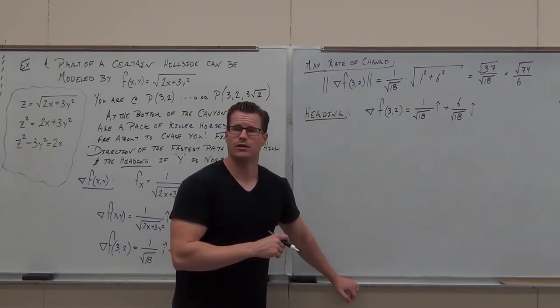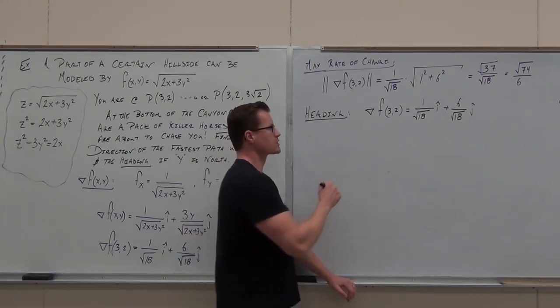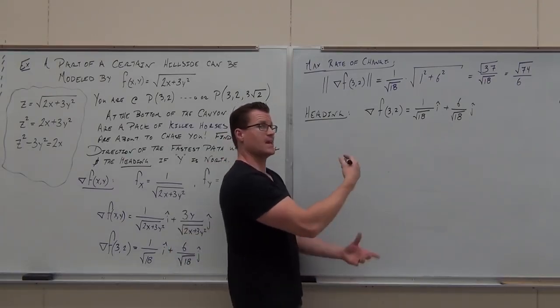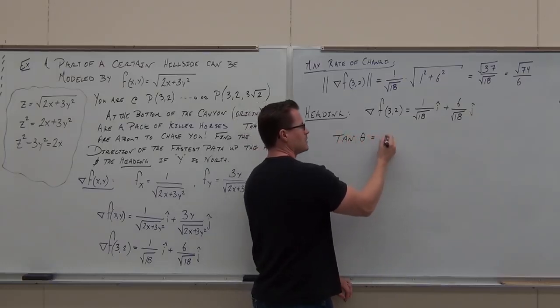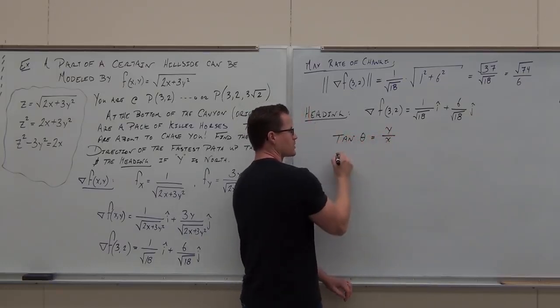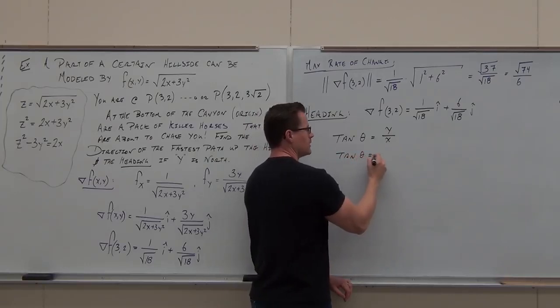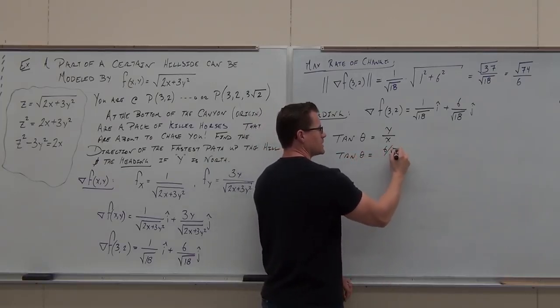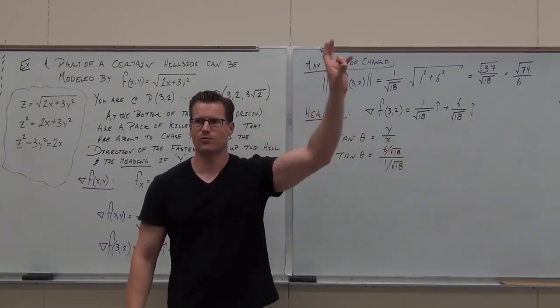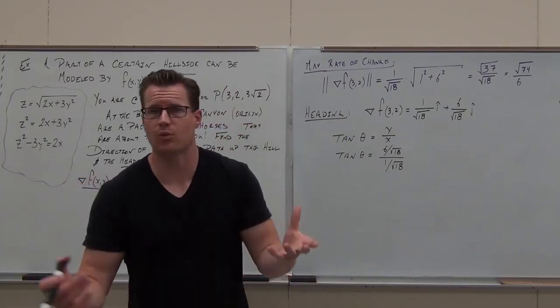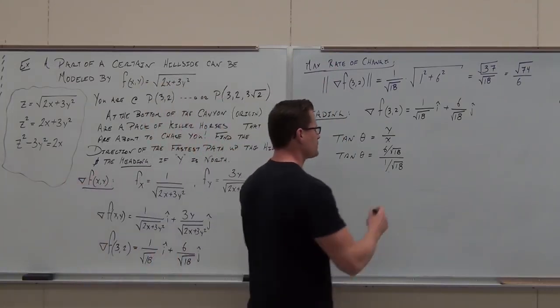What's my y component? Okay, so if I want to figure out my angle here, well, then I can take tangent and put y over x. In other words, I can take tan theta and put 6 over square root 18 over 1 over square root 18. My y over my x. That's how tan theta works. It's y over x.